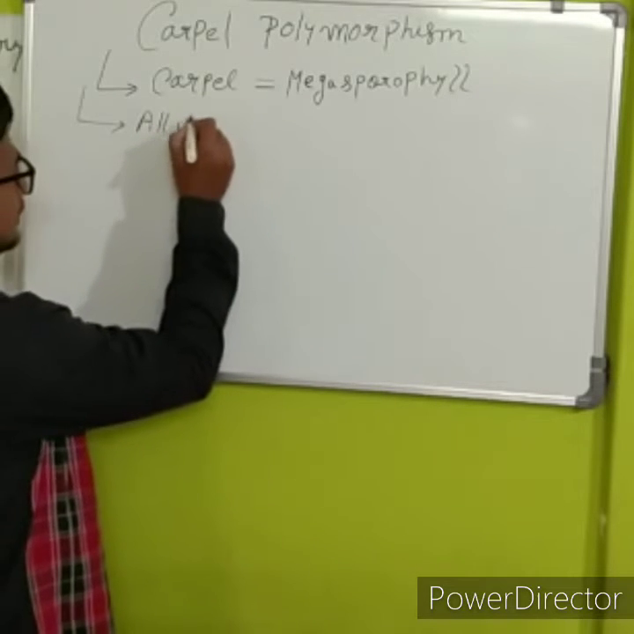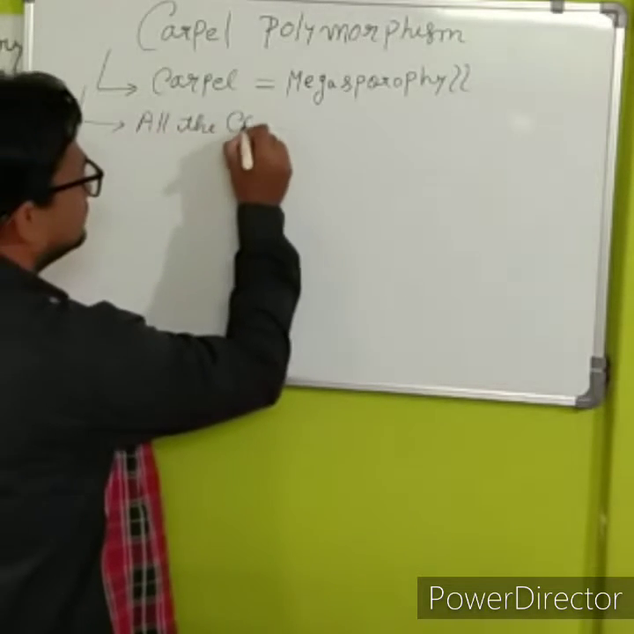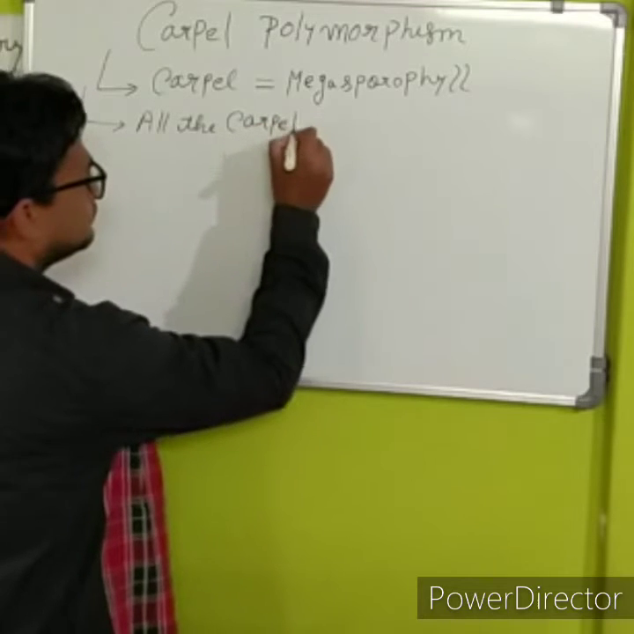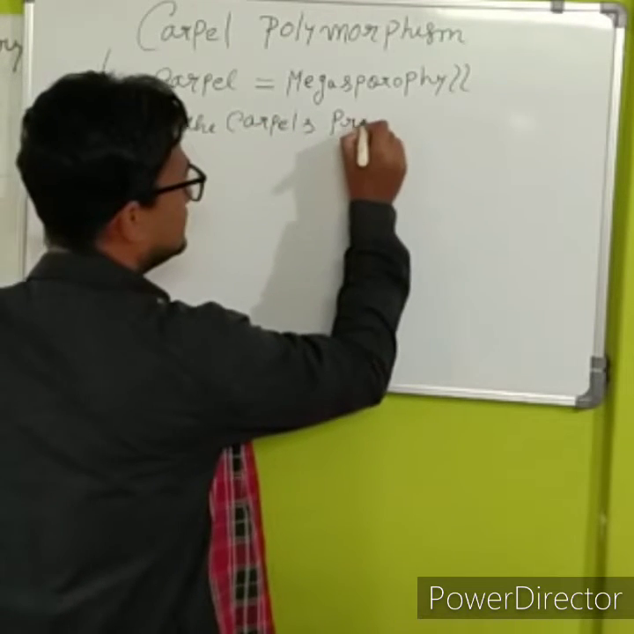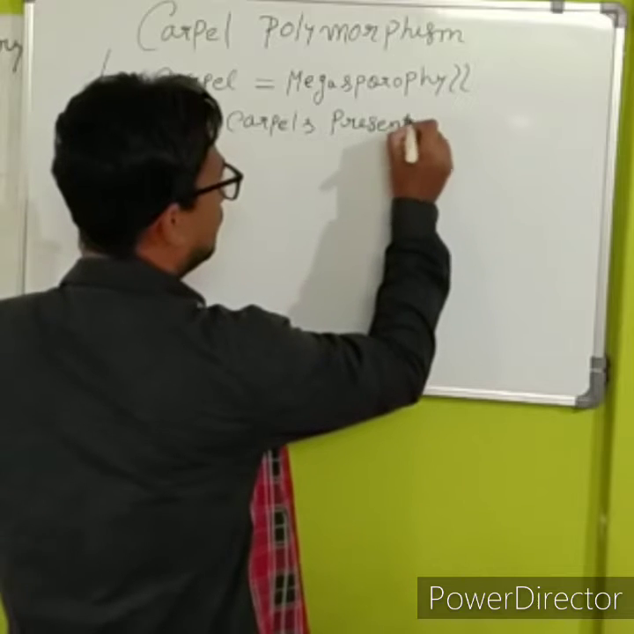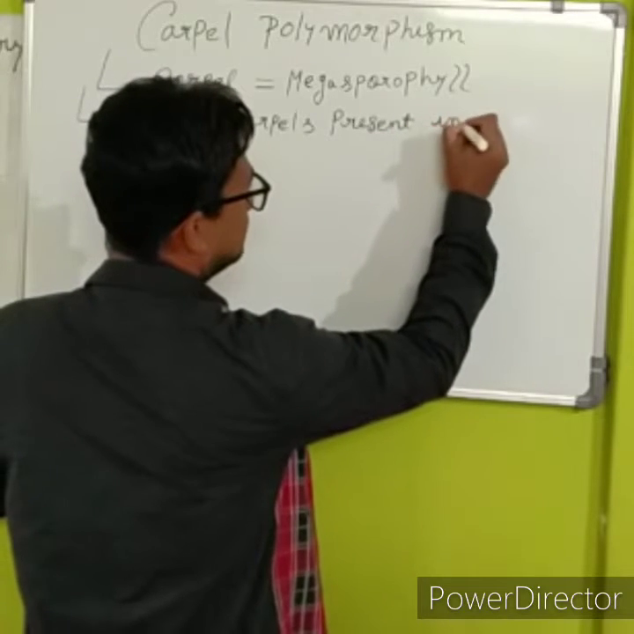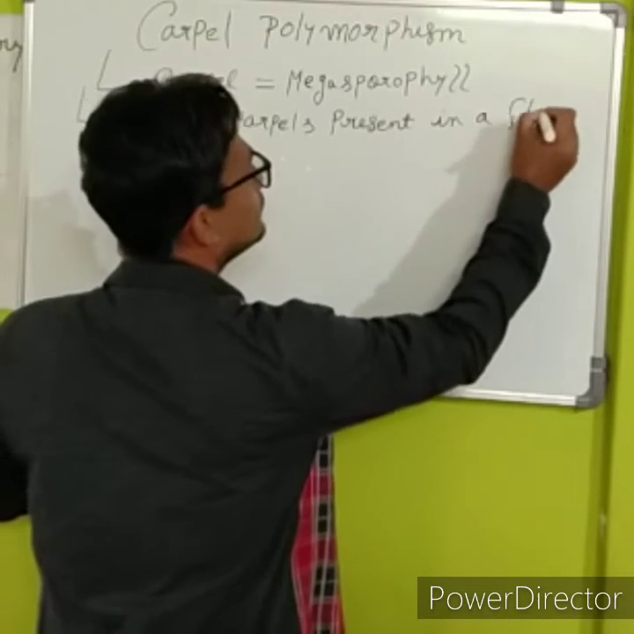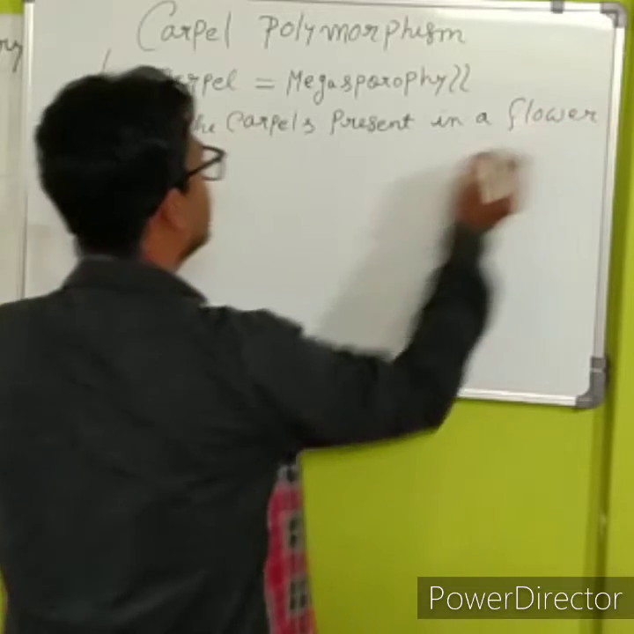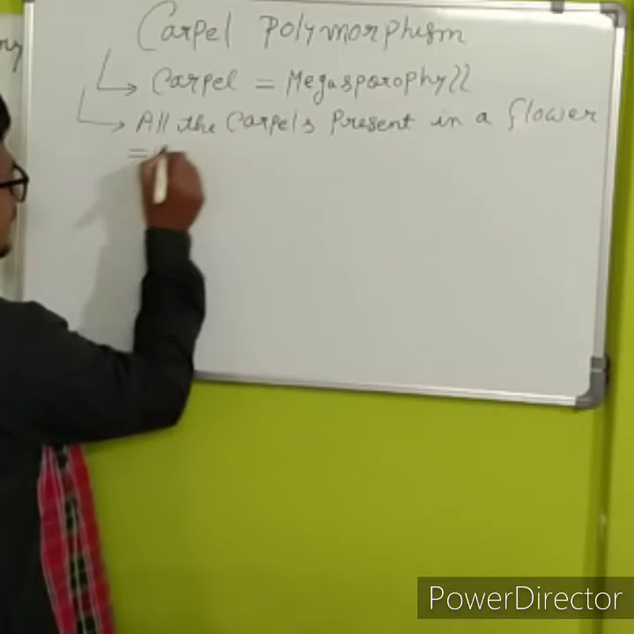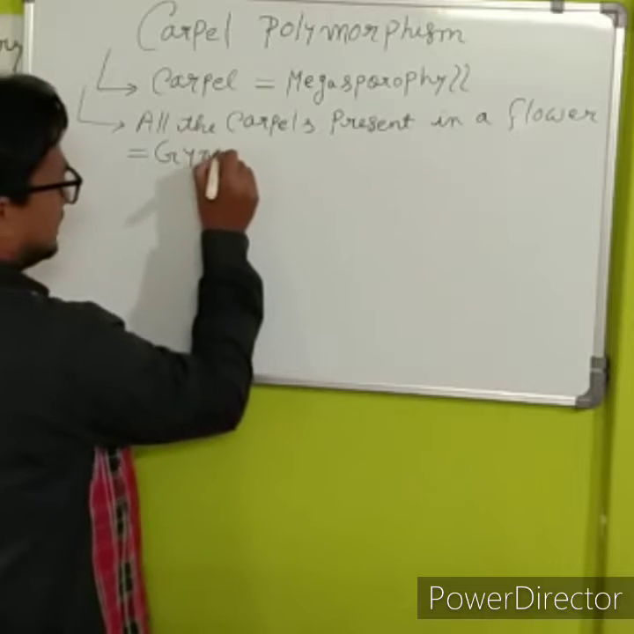All the carpels present in a flower is called gynoecium.